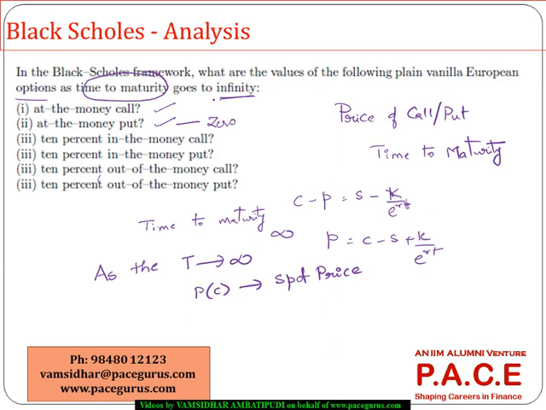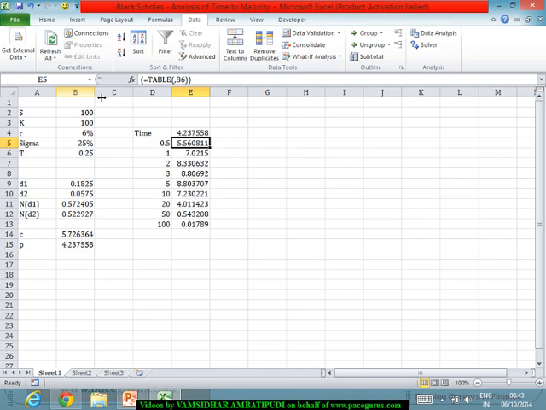Then 10% in the money call. Whenever we are saying in the money, the spot price is greater than the strike price. So here I am looking at the spot price being 10% more than the strike price. This is where I am talking about 10% in the money call.